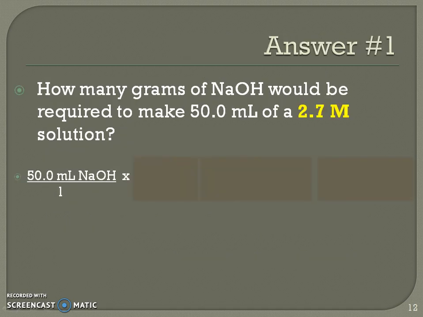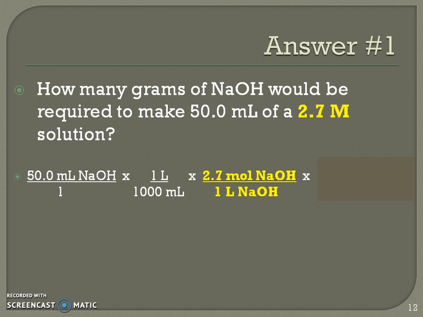So your answer to number 1, you want to know how many grams of NaOH would be needed to make 50 milliliters of a 2.7 molar solution. Well, we got to start with the 50 milliliters. We also want to remember that, again, molarity is moles per liter. So we got to change those milliliters to liters. Now that we're in liters, now we can use the molarity to get from liters, that volume unit, to a mole unit. Again, there's 2 out of the 3.